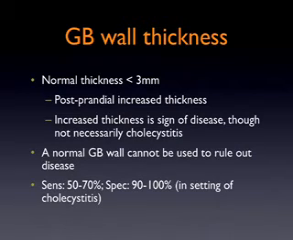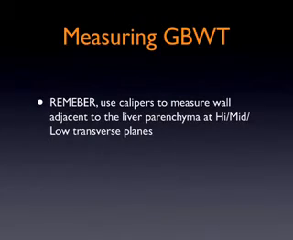A normal gallbladder wall, however, also cannot be used to rule out cholecystitis. As you can see, its sensitivity is reasonably low. As we discussed, the gallbladder wall should be measured with calipers adjacent to the liver parenchyma. So it's the wall that's adjacent to the liver parenchyma at both the high, mid, and low transverse planes.